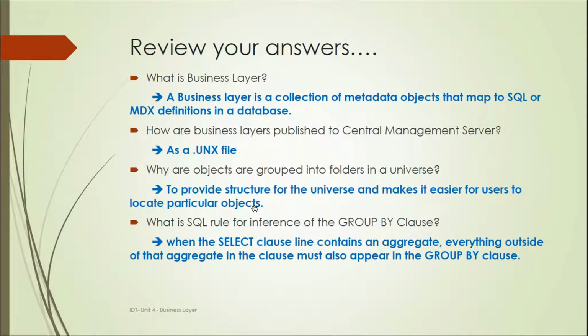A business layer is a collection of metadata objects that map to SQL or MDX definitions in the database. Business layers are published to the central management server as a .unx file, to provide structure to the universe and make it easier for users to locate particular objects. And the SQL rule for the group by clause: when the select clause contains an aggregate, everything outside of that aggregate in the clause must also appear in the group by clause. Okay, so this is all about the business layer.